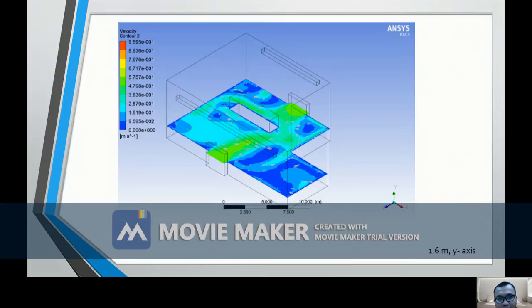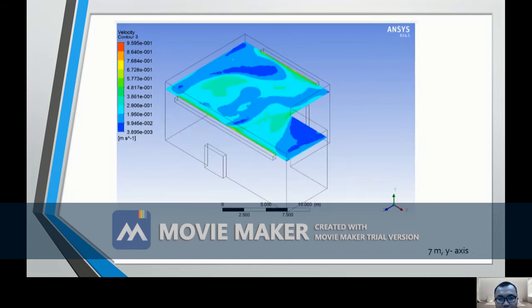Results and discussions. So this is the result from the simulation software showing the velocity contour 1.6 meters from the floor, or the breathing level for a normal person in Malaysia. And this is the velocity contour for air movement 7 meters from the floor, showing the condition of the air movement near the ceiling.